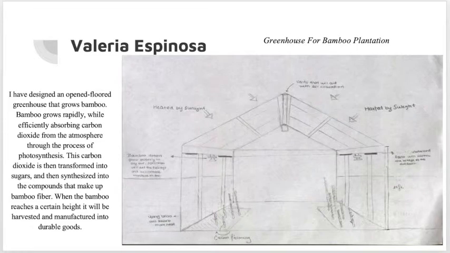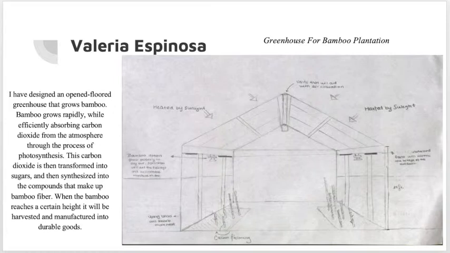In the greenhouse, sprinklers will be installed, which will wet the foliage and create moisture in the air, thus facilitating plant growth. A fanning system inside the greenhouse will mimic the breeze of the outdoors, and a ventilation system stretched across the whole greenhouse will facilitate air circulation. Bamboo is exceptional at absorbing carbon dioxide from the atmosphere and storing it in the rhizomes and in phytoliths. I chose bamboo as it grows rapidly while efficiently absorbing carbon dioxide through photosynthesis. This carbon dioxide is then transformed into sugars and then synthesized into the compounds that make up bamboo fiber.